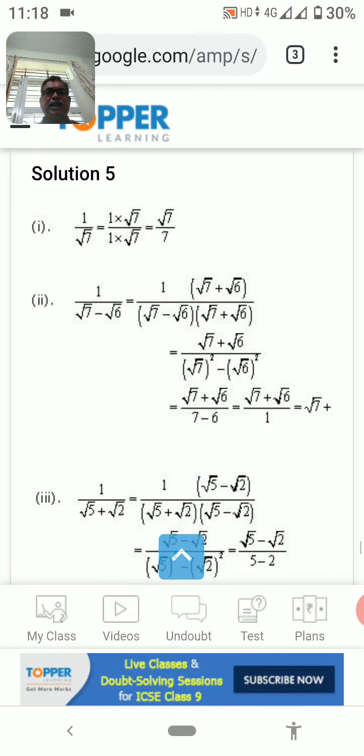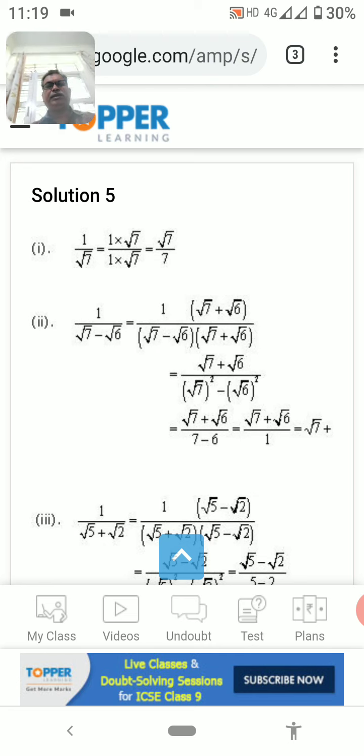Similarly, you can see the rationalize the denominator. Yesterday we have discussed also how to rationalize the denominator. Suppose we have to rationalize the denominator of 1 by under root 7. Then we multiply this 1 by under root 7 by under root 7 on both sides. So multiplying under root 7 on both sides, what happens? Under root 7 into 1 is under root 7, and under root 7 into under root 7 becomes 7.